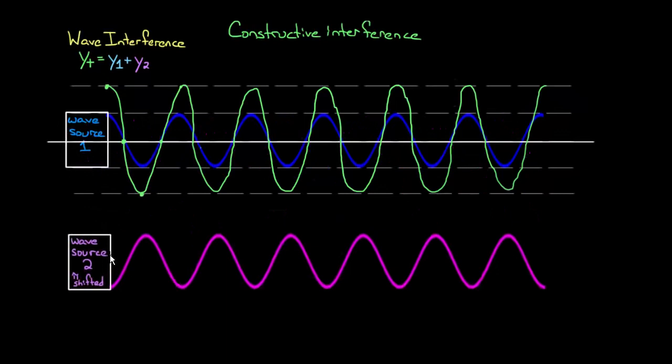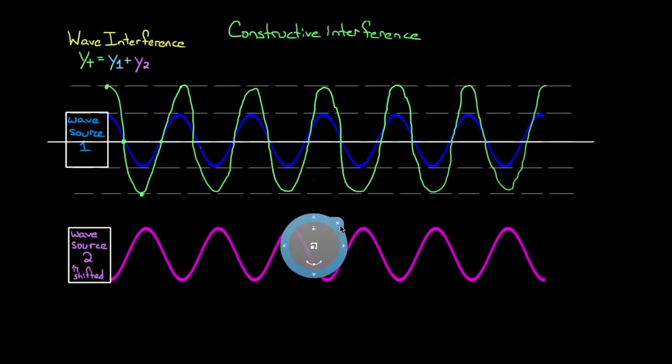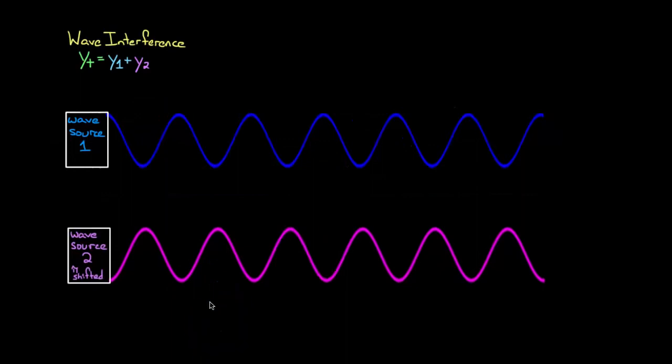So it's 1/2 of a cycle ahead of or behind of wave source 1. Half of a cycle is pi because a whole cycle is 2 pi. That's why people often call this pi shifted or 180 degrees shifted. Either way, it's out of phase from wave source 1 by half of a cycle. So what happens if we overlap these two? Let's just overlap these two and see what happens.